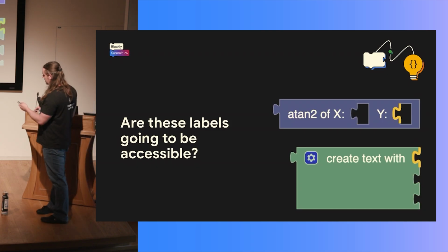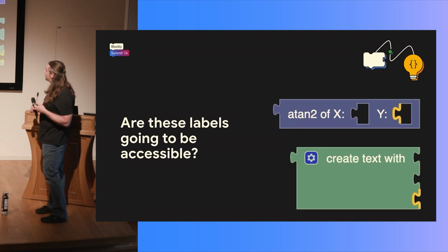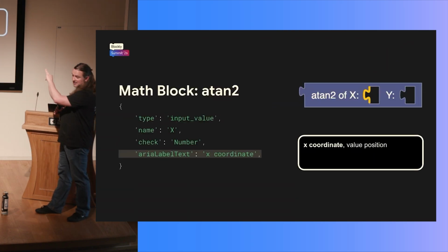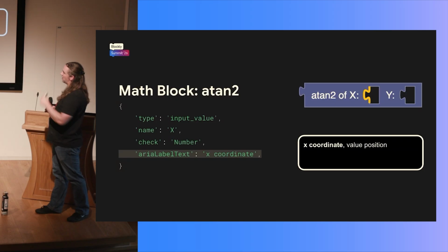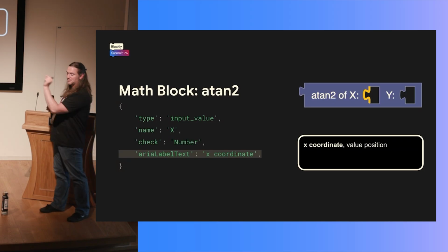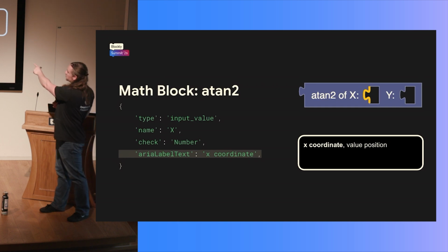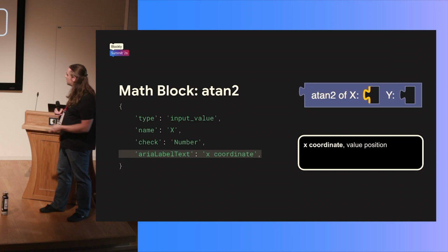So let's talk about how you can override that just for these blocks. We'll go with the trig block first. You'll see that, again, in JSON, you can just add an ARIA label text value like "x coordinate." And if that block is focused or if we're using it to describe a movement or something like that, that's what you'll see in the voiceover window, and that's what the user will hear.